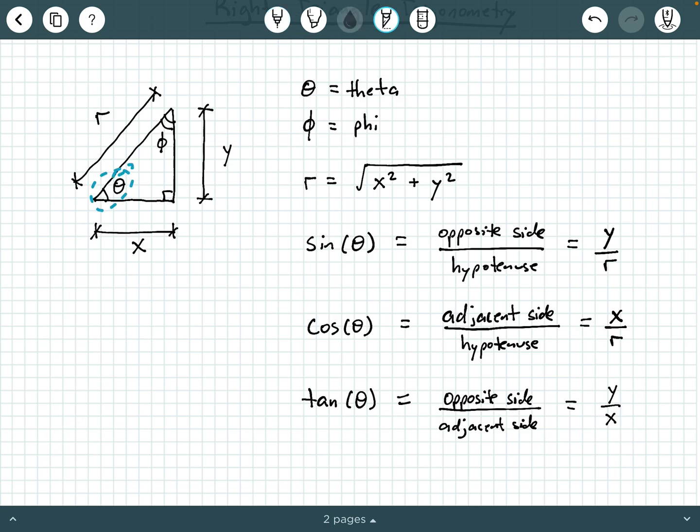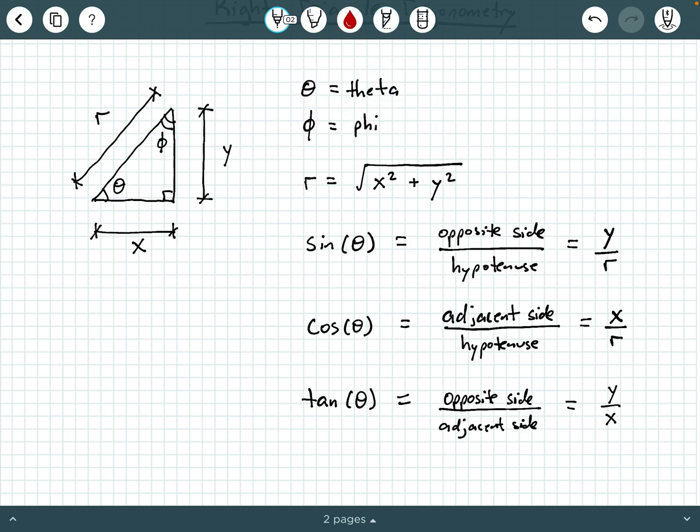Now, these trigonometric operations, sine, cosine, and tangent, are of an angle. So you can't really have sine all by itself. You take the sine of an angle. You take the cosine of an angle. You take the tangent of an angle. So let's look at what would be the sine, cosine, and tangent of this other angle that we have here, phi. Phi and theta are complementary angles with one another, okay? So what is going to be the sine, cosine, tangent of angle phi here?